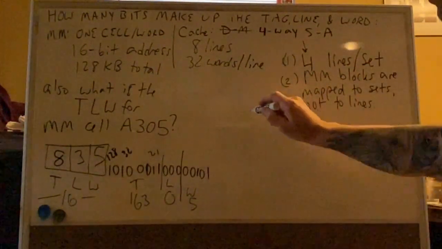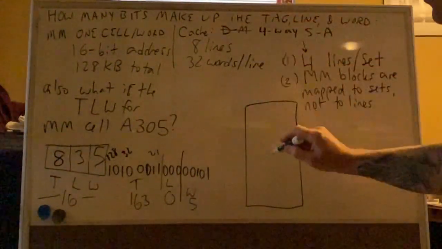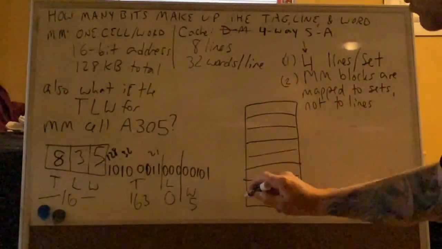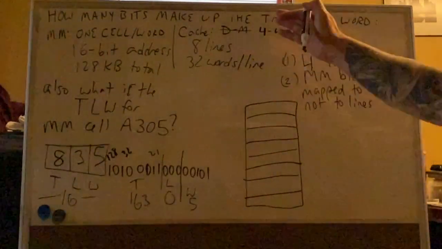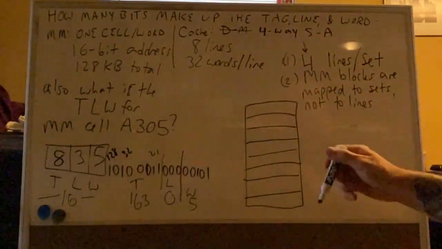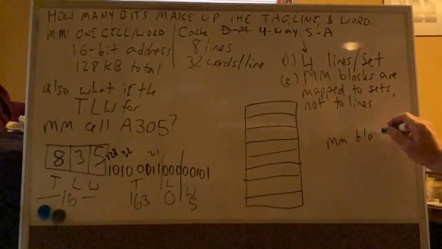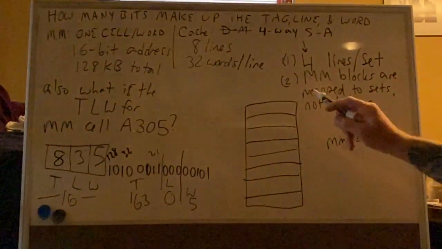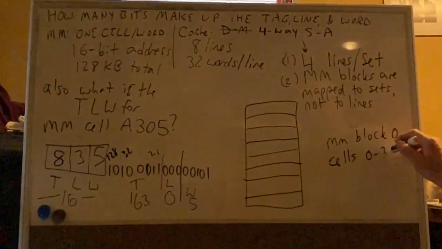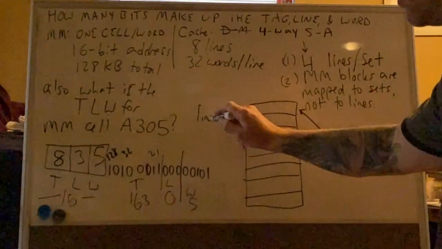So if I were going to draw this entire memory, the cache memory, 8 lines, looks like that. A direct mapped cache would have 8 lines. This 8-line 4-way set associative cache has 8 lines. In the previous example, you could have main memory block 0, let's say, 32 words per line, would have cells 0 to 31. It would get mapped to line 0.